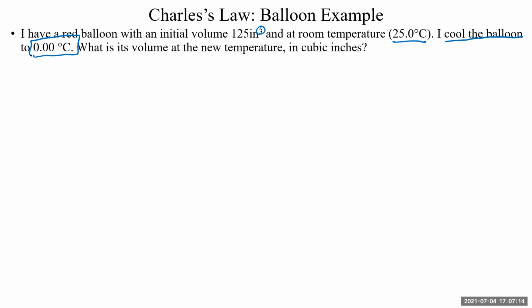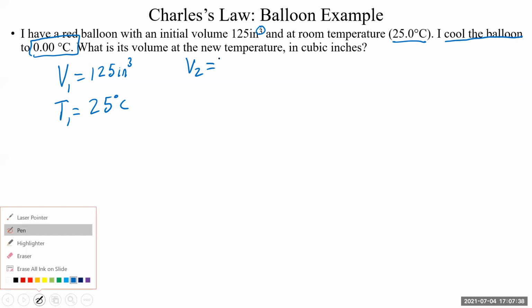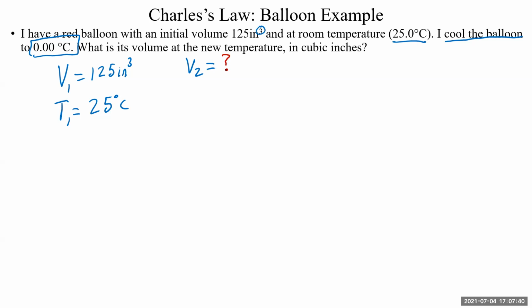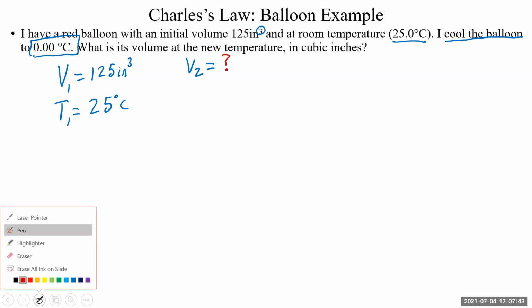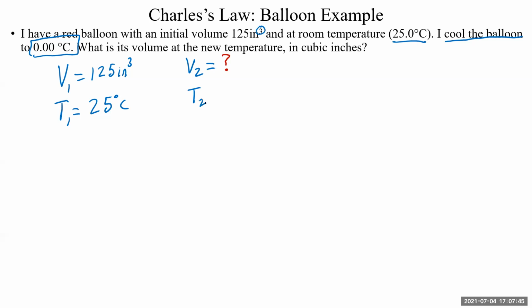I have an initial volume of 125 cubic inches, so I'm going to label that volume 1 equals 125 cubic inches. I have my temperature 1, and that's going to be 25 Celsius. I have my volume 2. Well, that's what I need to figure out. And temperature 2 is 0 degrees Celsius.